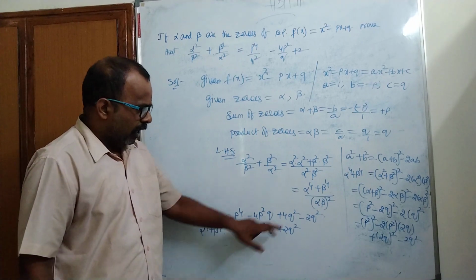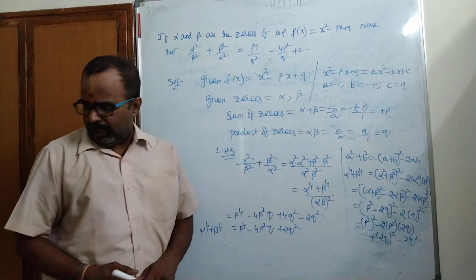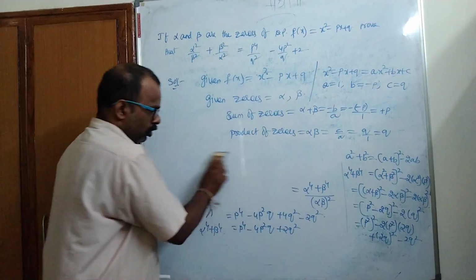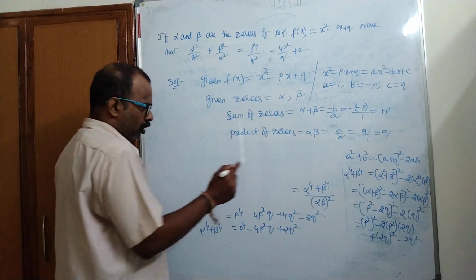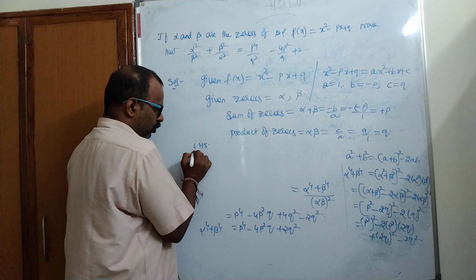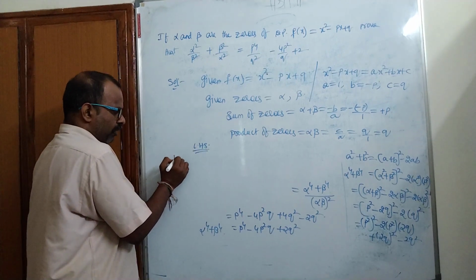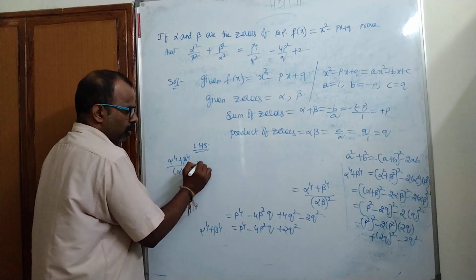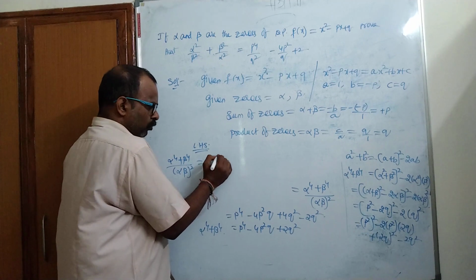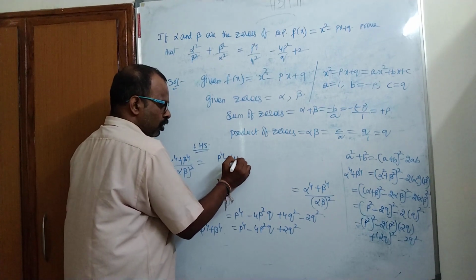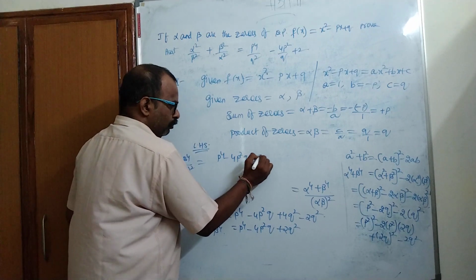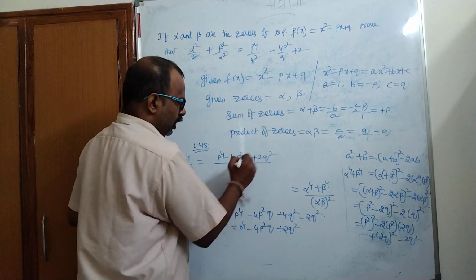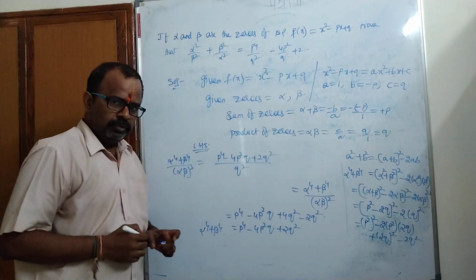Now substitute this value, and alpha beta as q in the denominator. So what do we get? LHS is equal to alpha power 4 plus beta power 4 by alpha beta whole square, is equal to p power 4 minus 4p square q plus 2q square by alpha beta whole square. Alpha beta is what here? Q, so the denominator is q square. Okay.